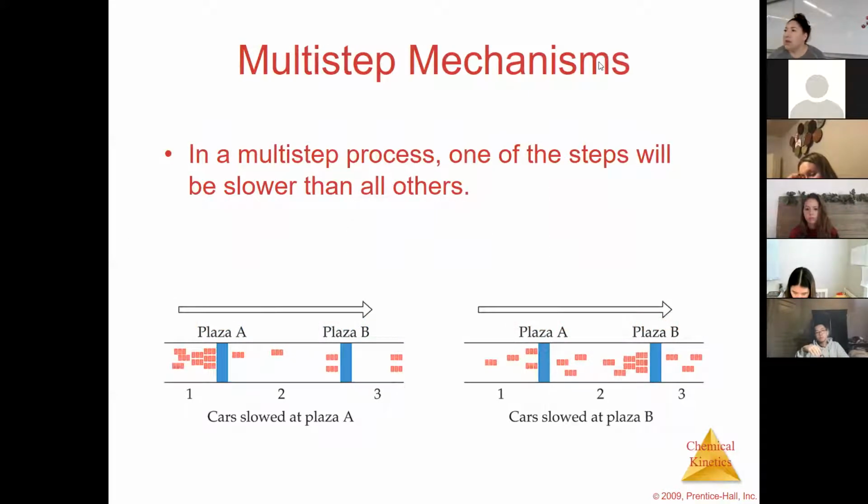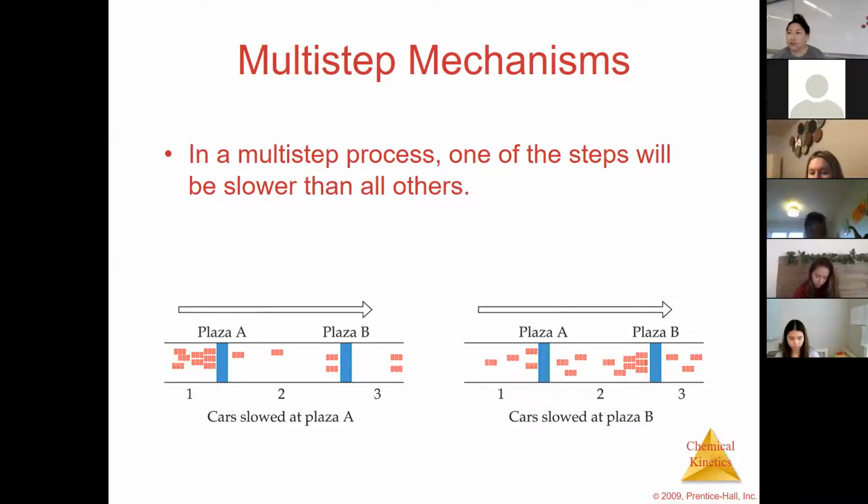So maybe it takes 4 elementary reactions to get our overall reaction. We only care about the slowest step, and that's what our rate law is based off of. And it's called the rate determining step.